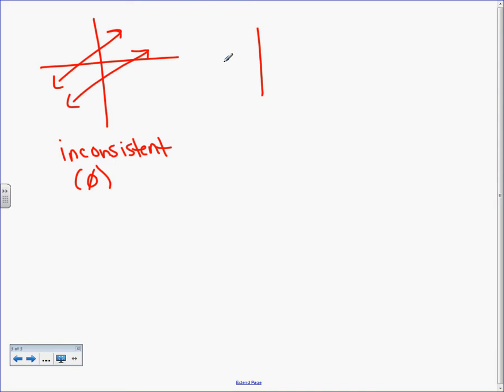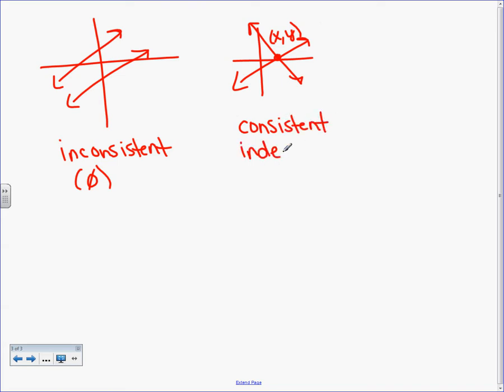The next graph I'm going to show you has two lines intersecting somewhere. So obviously, it doesn't matter what these lines look like. I don't care at all. They just need to cross each other. So my answer would actually be x comma y, okay? And then this is consistent, and it's also independent. And what that means is that we had one solution. Again, same thing as the front. It's just a picture this time, okay?